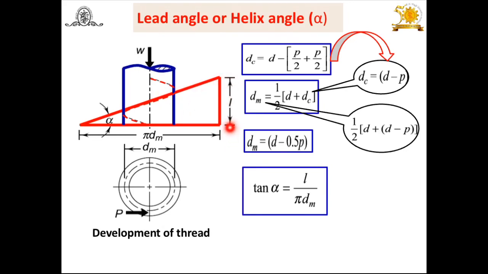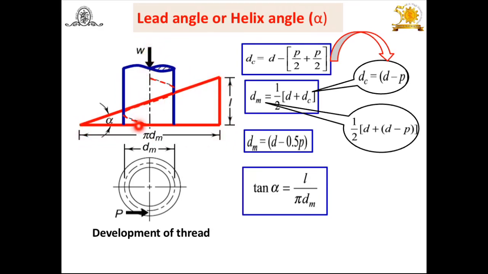So what do you mean by lead? Axial movement in one revolution, or advancement of the screw in one revolution. That's why this vertical distance is L. Base is the pi dm, and this inclined surface is nothing but a development of this unwound thread. So we have to use this triangle for our further analysis.